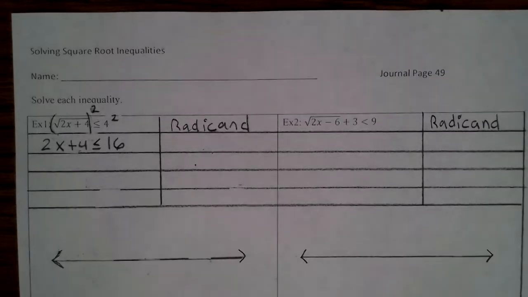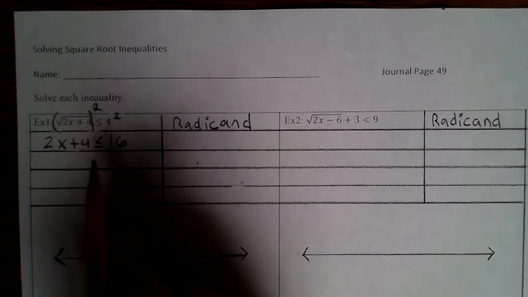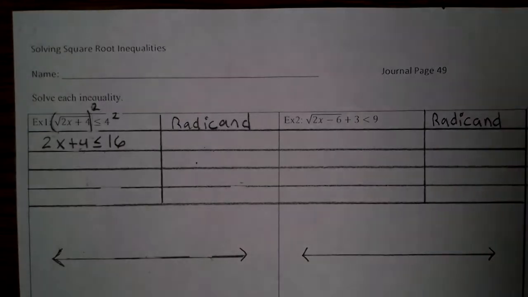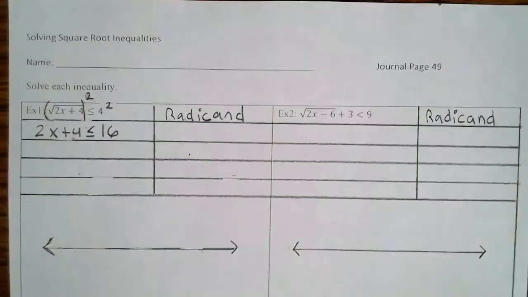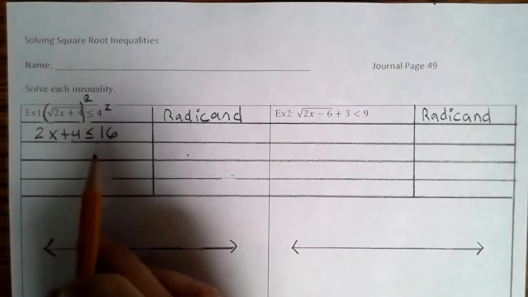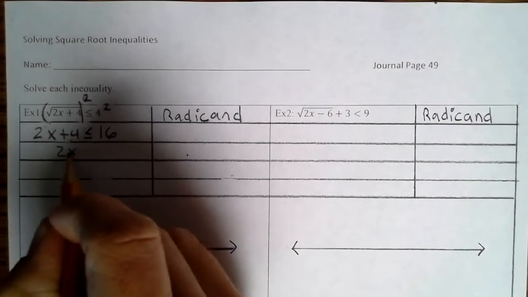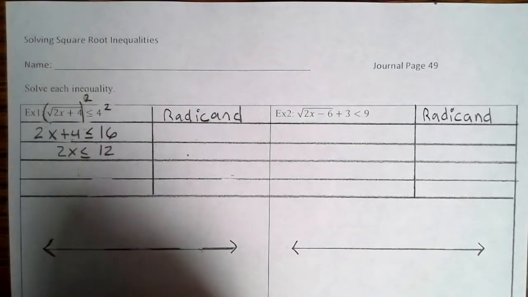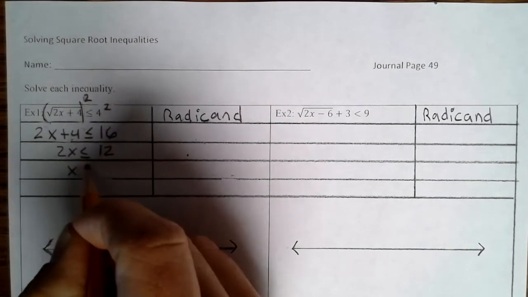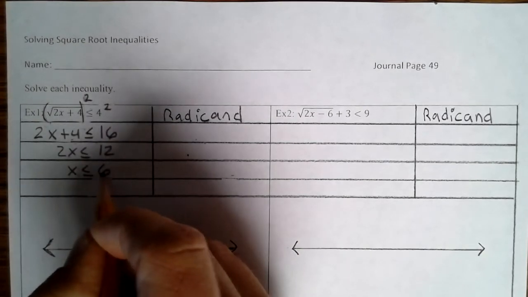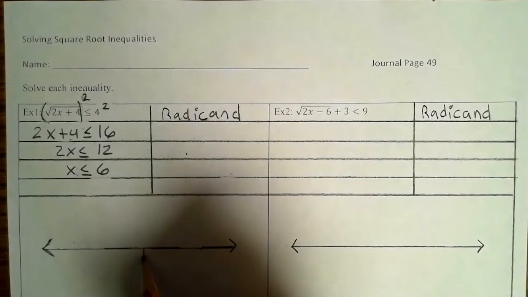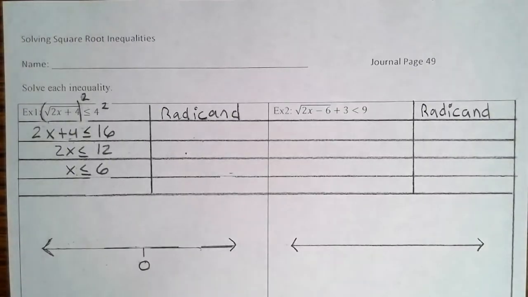Now we're going to solve for x, so subtract 4 from both sides. And let me brighten the screen up just a little. There we go. So subtract 4 from both sides, so that's 2x less than or equal to 12. Divide both sides by 2. X is less than or equal to 6. Okay. So here, 0.